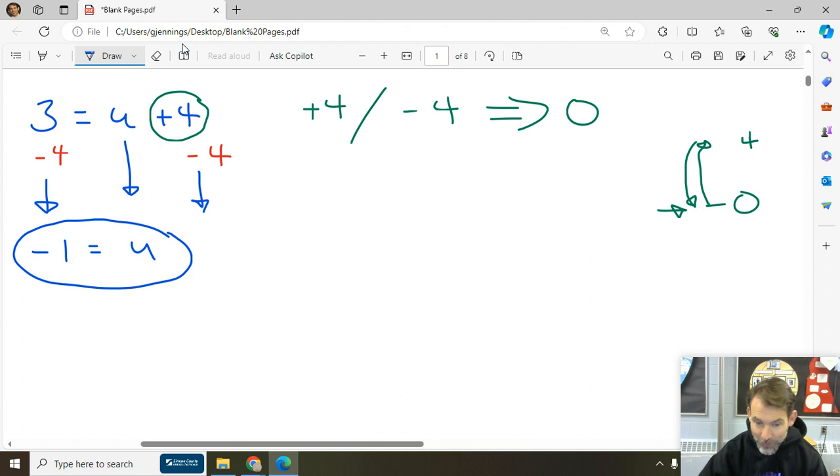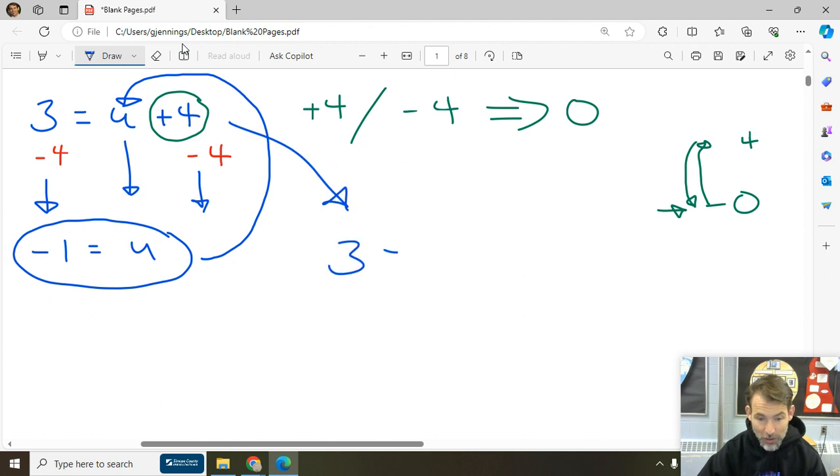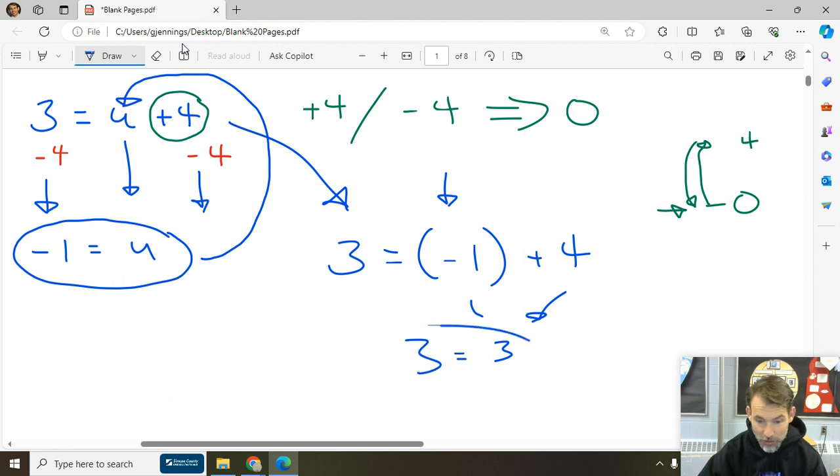Now I know what u was and still is. And then if I look up here, I can put that into that equation and see if it's true. This is how you would test your answer. Write it out. 3 equals minus 1 plus 4. That was u. I put it in there. Minus 1 plus 4 is indeed 3. 3 equals 3 every day of the week. So u is minus 1.